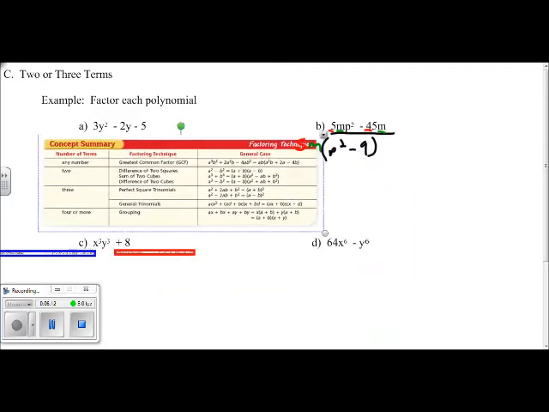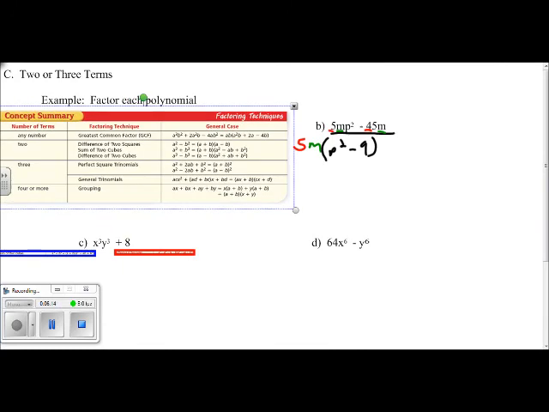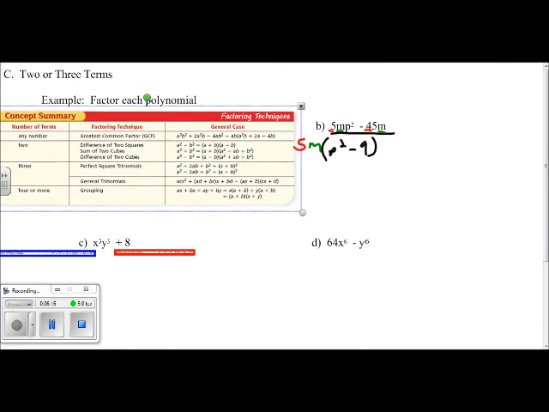Remember, if we go back and look at our table, p squared minus 9 is in fact in the terms of our difference of two squares, a squared minus b squared. Our a in this case would be p, and our b would be 3, because 3 squared is 9. So in this case then we have to factor the p squared minus 9 down even further.